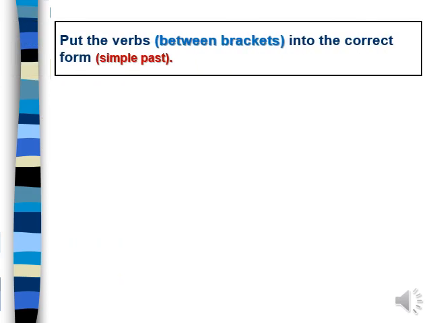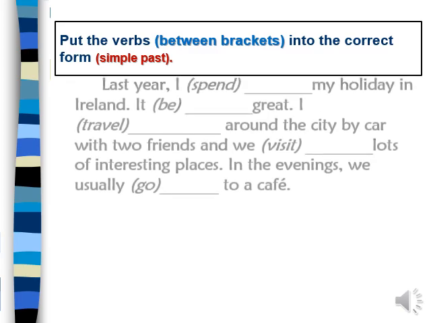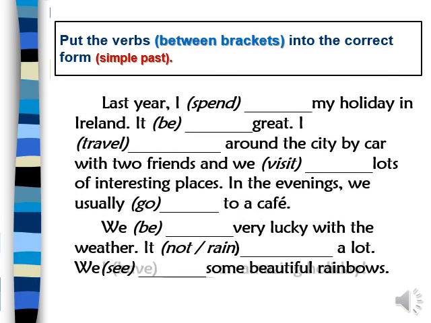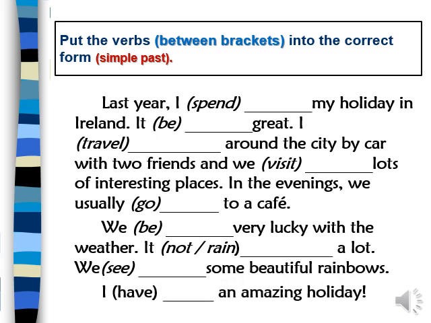Put the verbs between brackets into the correct form, simple past. Let's answer. Last year, my holiday, spent, well done, in Ireland. It, verb to be, yes, excellent, was. I travel around the city. Excellent, I traveled around the city by car with 2 friends and we visited lots of interesting places.